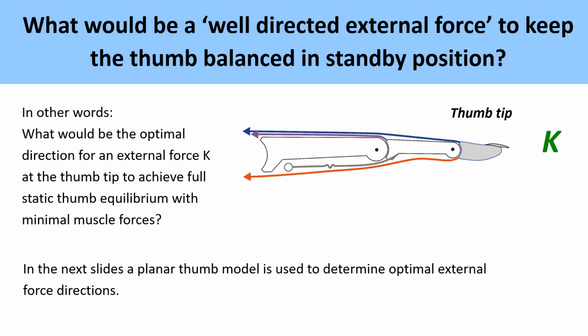What would be a well-directed external force to keep the thumb balanced in standby position? In other words, what would be the optimal direction for an external force K at the thumb tip to achieve full static thumb equilibrium with minimal muscle forces? In the next slides, a planar thumb model is used to determine optimal external force directions.